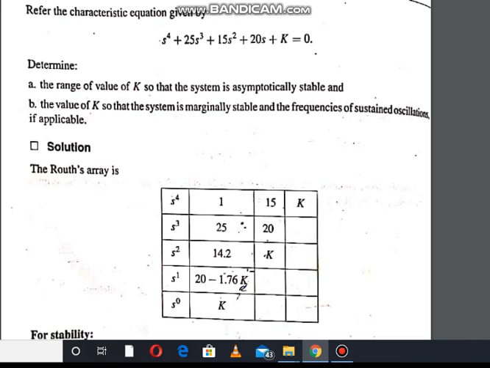For the s square row, the second column is 15 20, and the second column we have to leave. It is 125 k and 0 divided by 25. We will get k. In the same way, if we apply the same concept, we can find the other row values also. For the s to the power 1 row, the first column is 20 minus 1.76k. For s to the power 0 we'll get k.